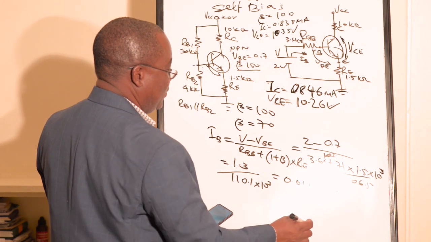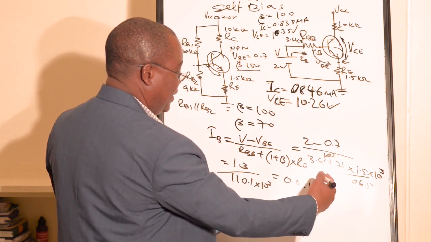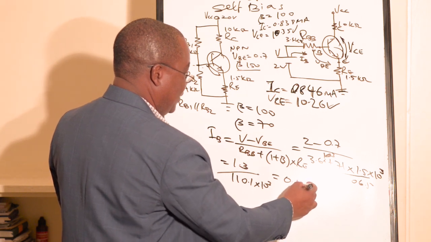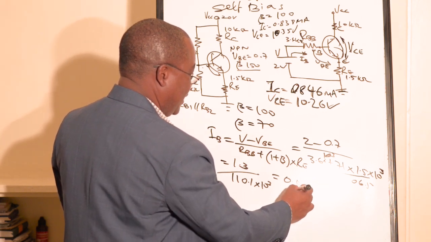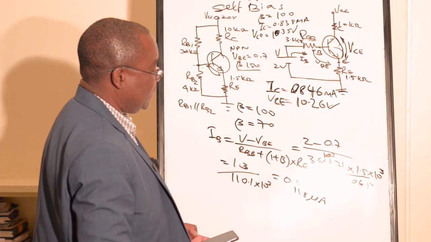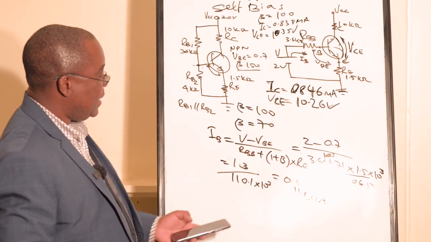You can also use micro. We go right hand direction, 3 decimals. So 1, 2, 3, 1, 2, 3. So 11.8 microampere. So it can be also in microampere, but we'll always use milliampere.